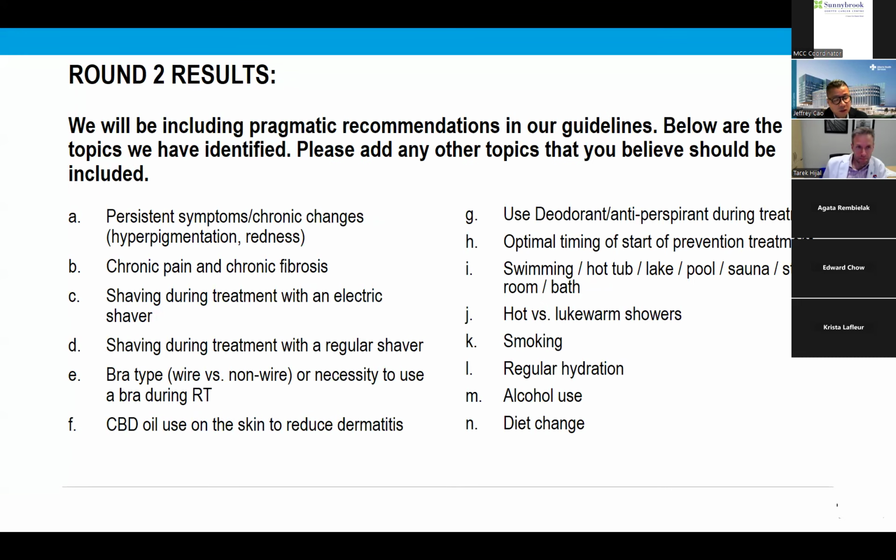With round 2, we wanted to introduce another element of novelty and add some pragmatic recommendations, because as radiation therapists, radiation oncologists, and radiation nurses on the line, you always get the same questions. Can I go in the sun after? Can I shave during treatment? What type of bra should I wear? Can I shower? Can I go swimming? Can I go in the hot tub? And to be honest, there's a wide variation in the answers that patients get from the therapist versus the oncologist, and even between therapists, and between oncologists and nurses.